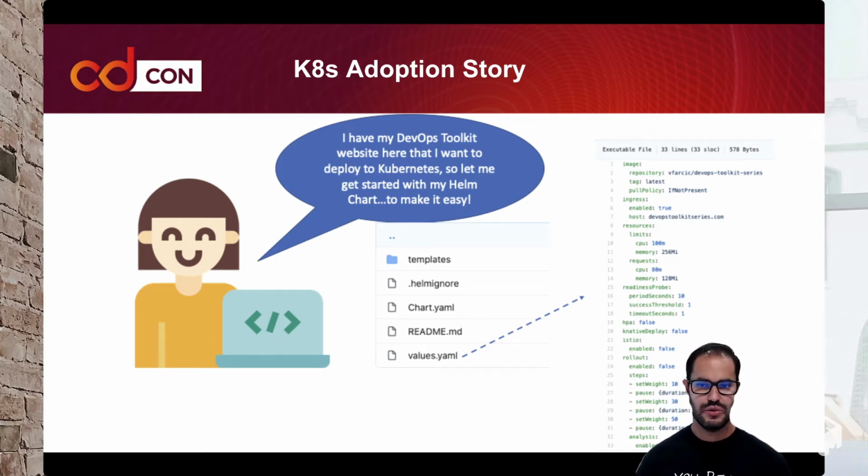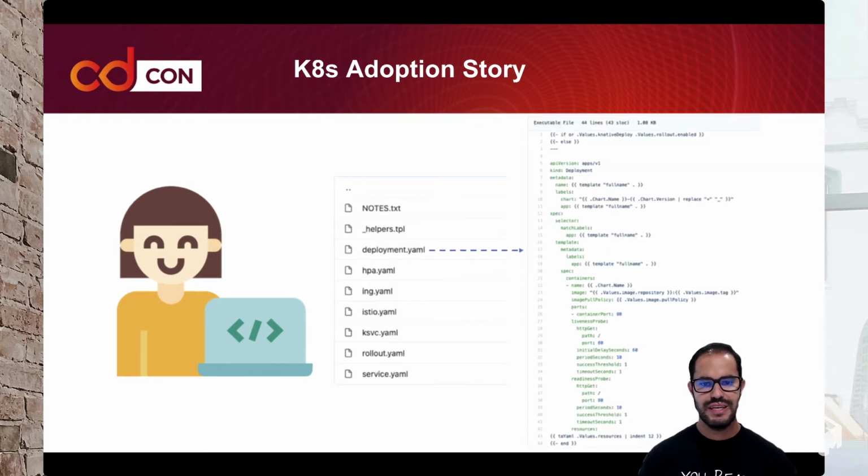Here you start seeing new concepts. Repository, okay, it's my image, I know where my image is located. But what are the resources that I should assign to my application? And what is a readiness probe? And what is Knative deploy? What are all these things? And you kind of work your way around it. But as you dig deeper and go into the deployment YAML file, you're like, wow, wait, this is not as easy as expected, right?